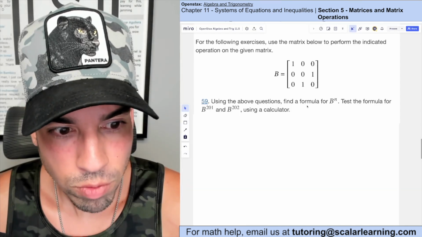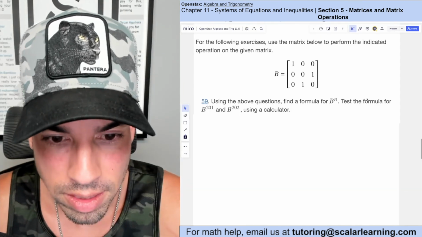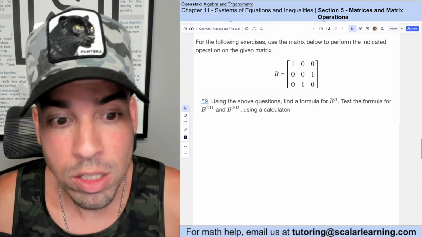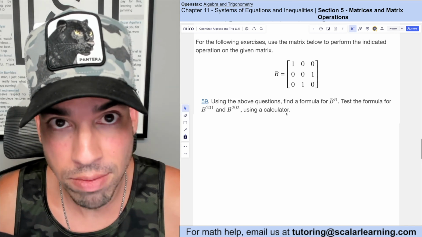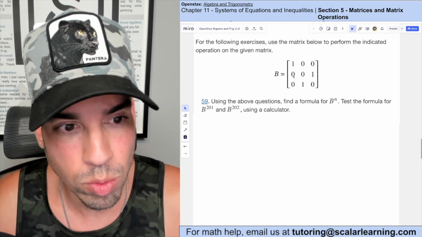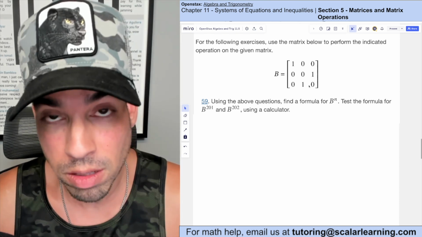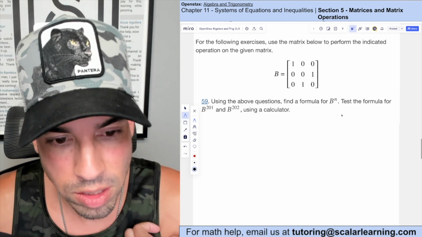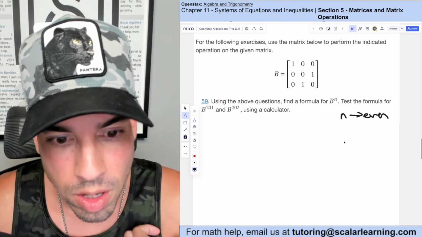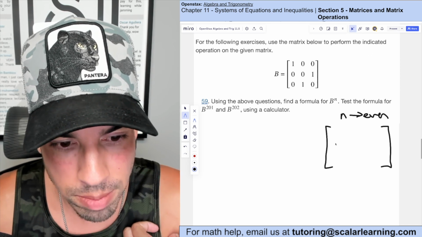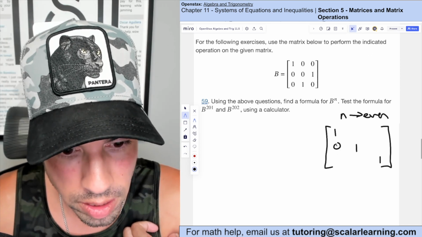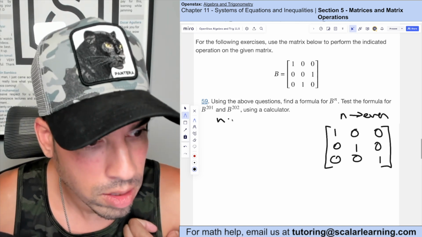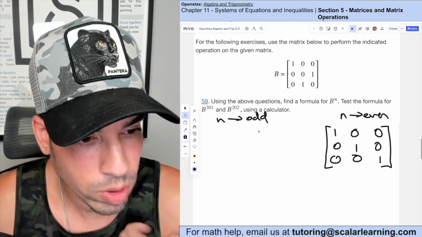Done. Using the above questions, find a formula for b to the n. Test the formula for b to the 201 and b to the 202 using a calculator. Okay, so we saw that b squared in 57 and 55, b squared was 1, 1, 1, and all zeros. Same with b to the fourth. So my initial feeling is that, for the ones we tested, when n is even, it's going to be that nice identity matrix, 1, 1, 1, and the rest are zeros. But what about when n is odd? When n is odd, we're going to have to see maybe something different.